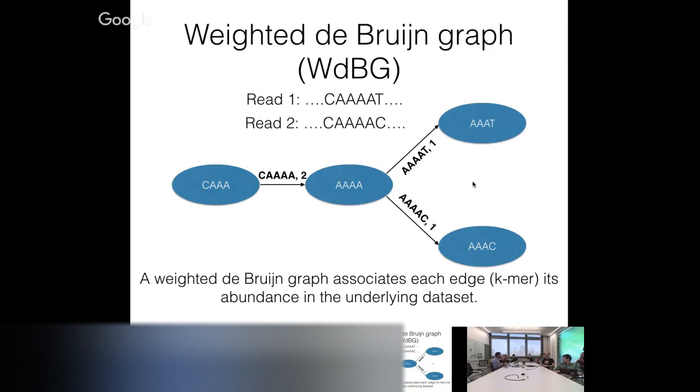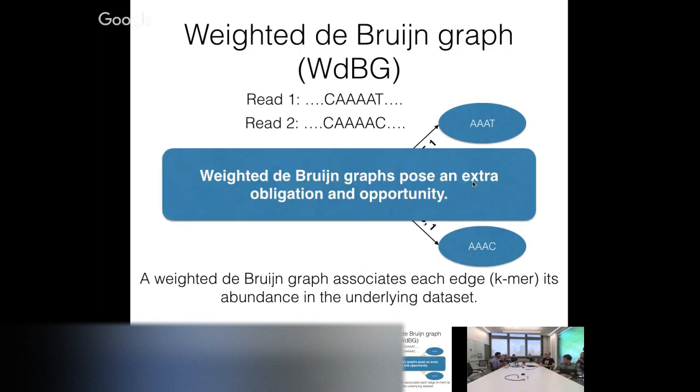And the challenge here is that now with the graph, you also have to store the weights or the abundance of each edge in the graph. Later in this talk, I'm going to tell you that even though storing extra information is an obligation, it's also an opportunity at the same time. I'm going to tell you how we exploit to our advantage the available information in the form of weights in the graph. Okay. Moving on, we have talked about DeBruijn graphs, how they're used in the field, and what weighted DeBruijn graphs are and why they're needed.